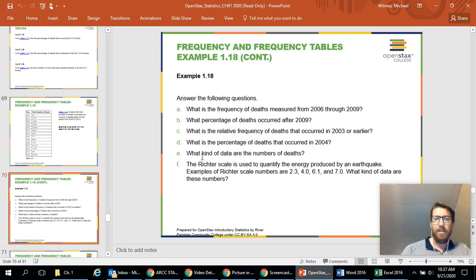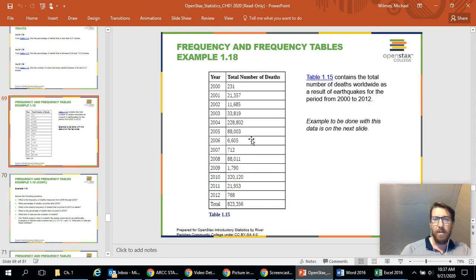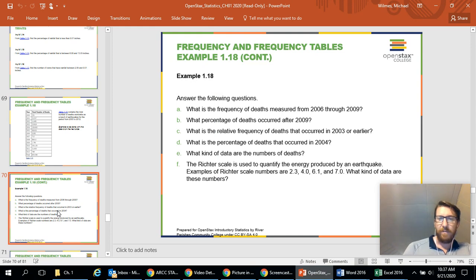What kind of data are the numbers of deaths? So these are quantitative data, and they are discrete because you can't have decimals related to deaths. So quantitative, discrete. And the Richter scale is used to create the energy produced by an earthquake. Here are some example scale numbers. What kind of data is this? This is quantitative, and it's going down to the decimals. So quantitative, continuous.